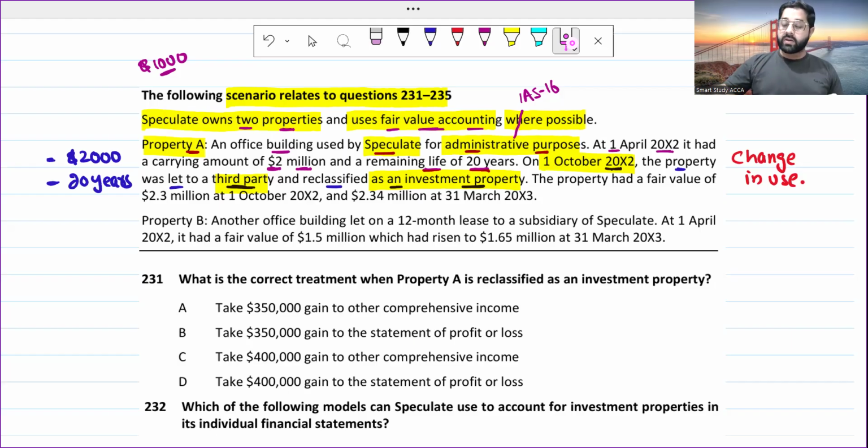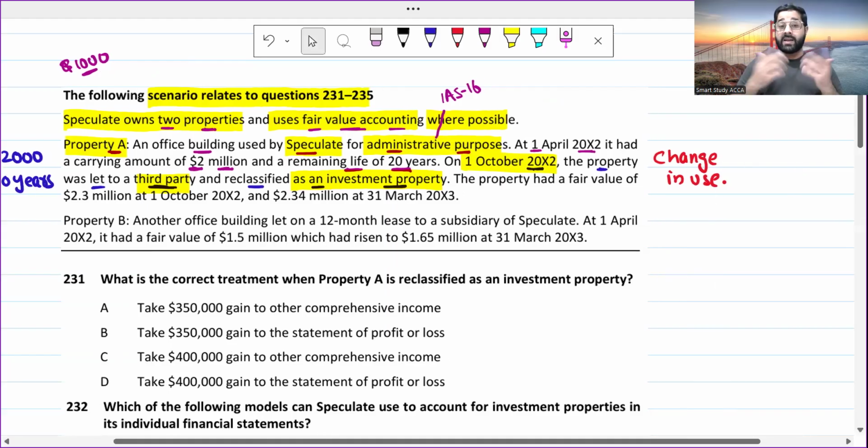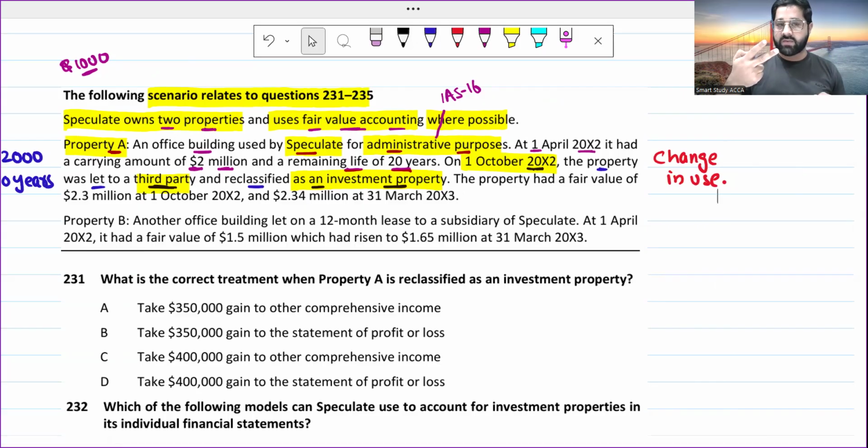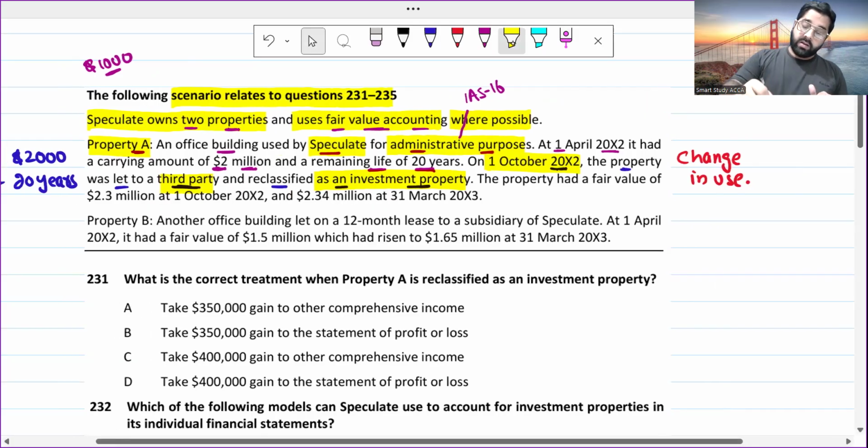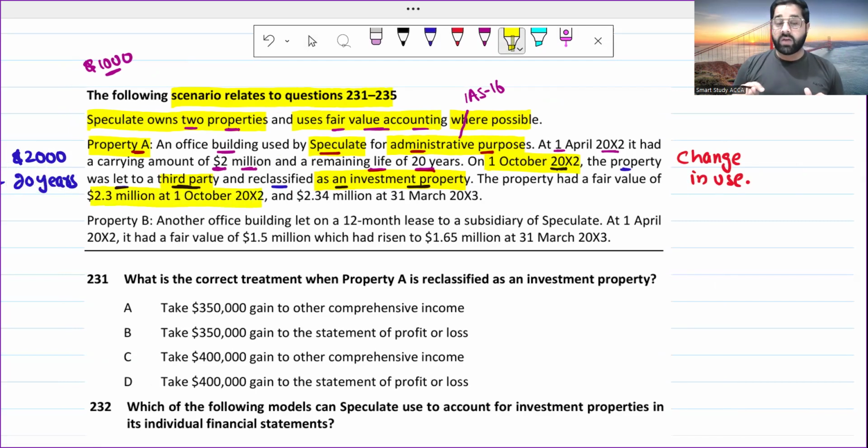And you remember the 3 steps in the chain where there is a change in use of a property. First, you have to apply the old applicable accounting standard, then you have to do the transfer entry, and at last, you will follow the new accounting standard. The property had a fair value of 2.3 million at 1st October 20x2, at the time of change, and 2.34 million at 31st March 20x3 at the year end.